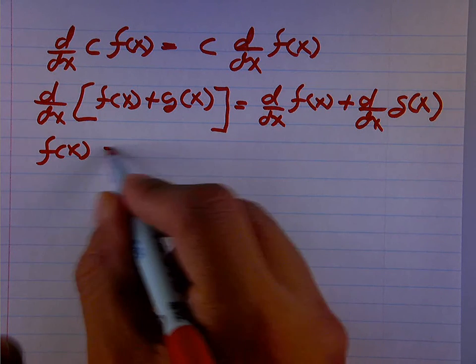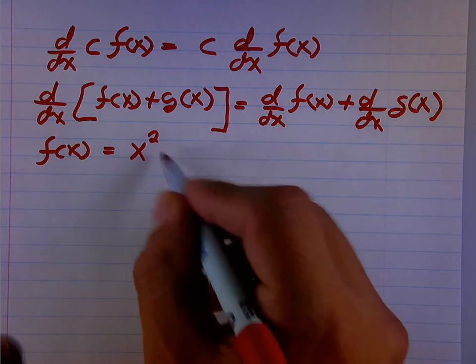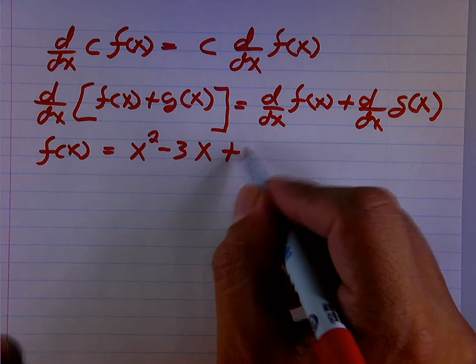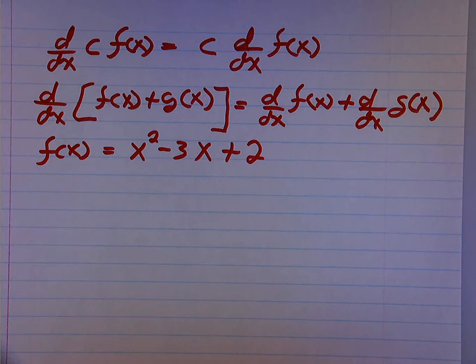If you have the function f of x equals x squared minus 3x plus 2, I can actually view this function having three separate components: the power function x squared, the power function negative 3x, and the constant 2. According to the rule written directly above it, then, I can take the derivative of each one of those components individually.